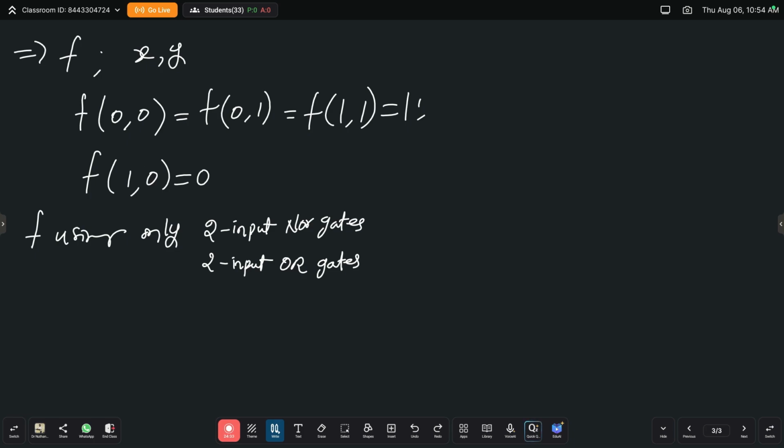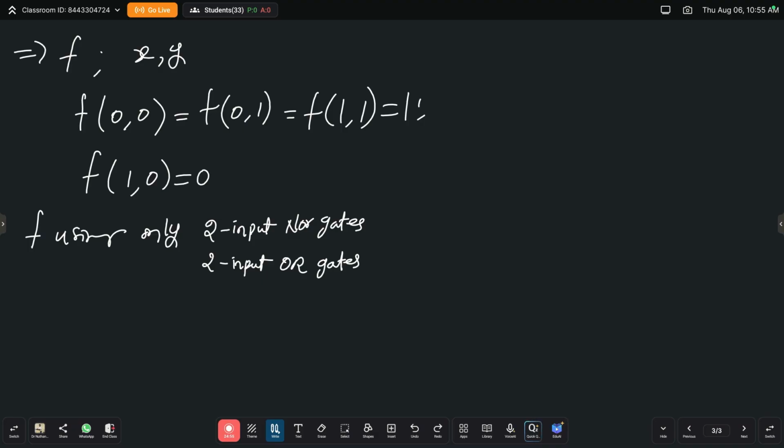Now first, what do we need to create? We need to create a truth table first, yes or no? From the truth table we can generate a K-Map. From the K-Map you can generate implicants, prime implicants. From prime implicants you can generate a Boolean expression. From the Boolean expression you can generate a logic circuit.